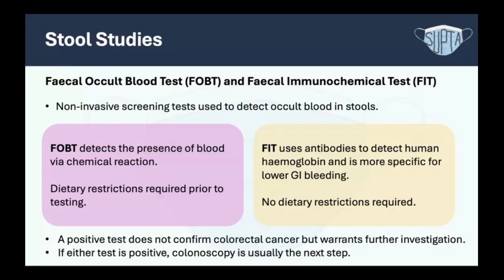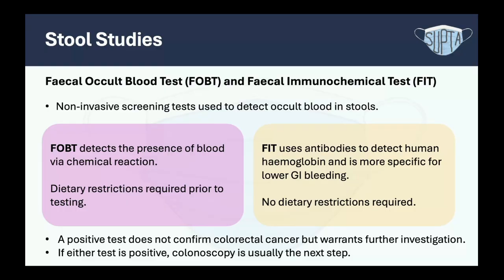A fecal immunochemical test, FIT, on the other hand, uses antibodies to detect human hemoglobin. This makes it more specific to detecting bleeding and gives us a more accurate result overall. It also doesn't require any dietary restrictions, which improves patient compliance. For these reasons, FIT has largely replaced FOBT as the preferred screening tool.